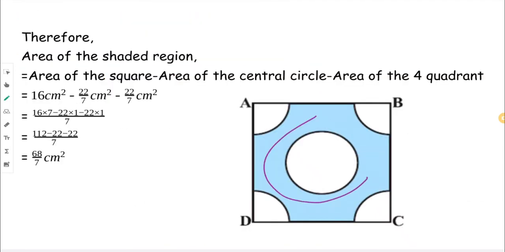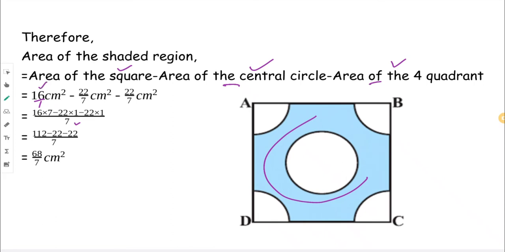So now, like I told you, area of the square minus area of the central circle minus area of the 4 quadrants, which we have already gotten all the areas. Area of the square is how much? 16 centimeter square. Area of the central circle is 22 by 7. Same thing, area of the 4 quadrants is going to be 22 by 7, right? Now we have to find the LCM. Remember that below here, 1 is there, right? So if I try to find the LCM of 1, 7, and 7, I'm going to get 7.